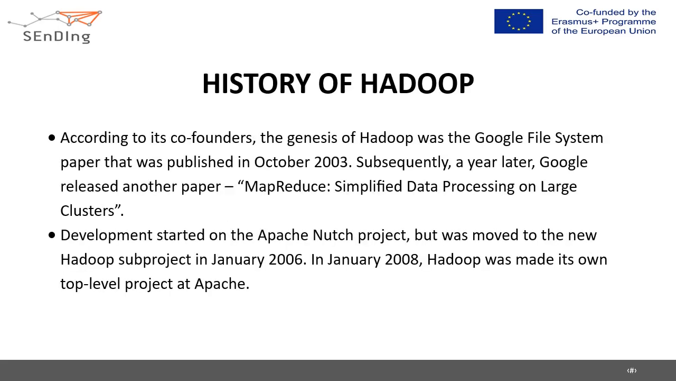According to its co-founders, the genesis of Hadoop was the Google File System paper that was published in October 2003. Subsequently, a year later, Google released another paper named MapReduce: Simplified Data Processing on Large Clusters. Development started on the Apache Nutch project, but was moved to the new Hadoop sub-project in January 2006. In January 2008, Hadoop was made its own top-level project at Apache.